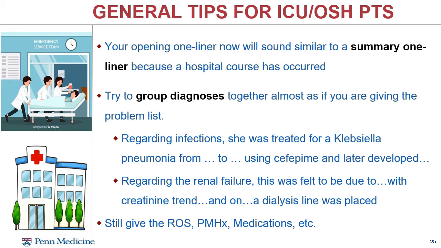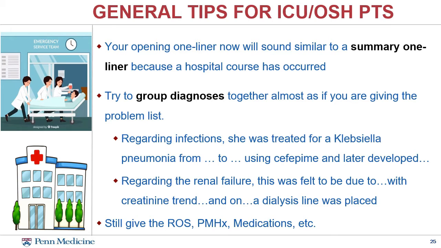So a reminder that your opening one-liner is now going to sound very similar to what a summary one-liner would, because a hospital course has already occurred. You're no longer in the dark stopping at, presents with cough. Now you actually have a good idea of what that cough was from, and a couple other things have happened. And try to group diagnoses together almost as if you're giving the problem list. So again, talking about all the infections together, then the renal failure together.